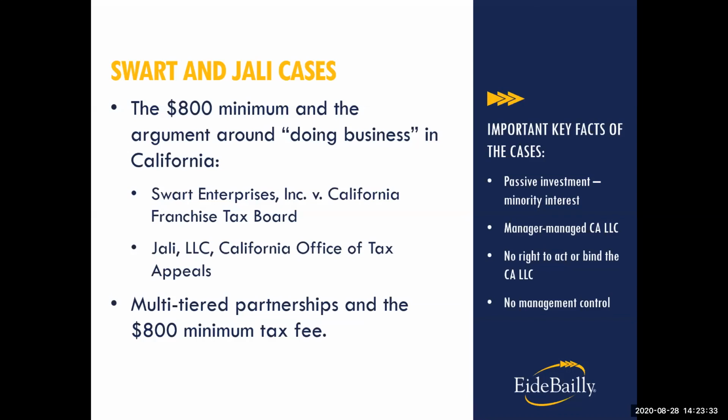They have very limited to no involvement. They own a very small ownership percentage. I think theirs was 4.65%. And so this taxpayer was considered not doing business in California. So the key takeaway from all of these cases is that you really have to look at the facts of the owner, member, or partner and their involvement with the California-based company that they're receiving investment income from.